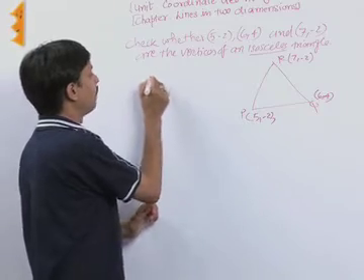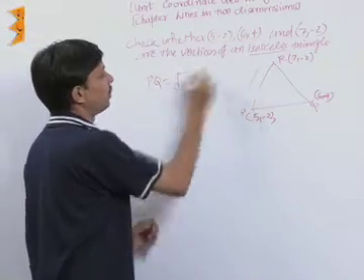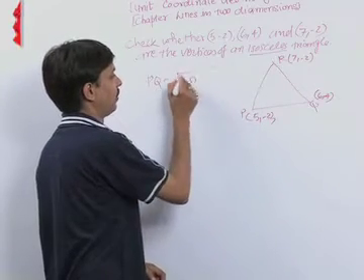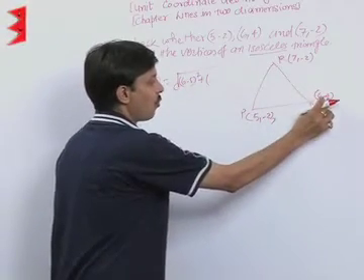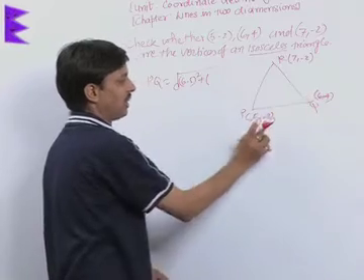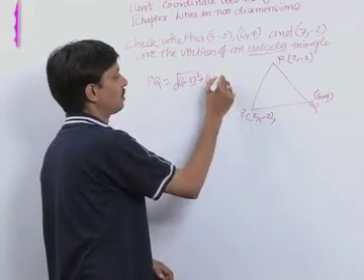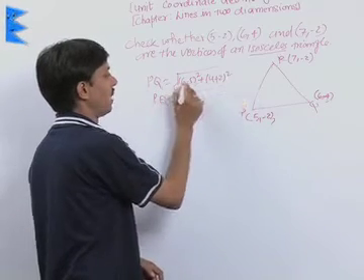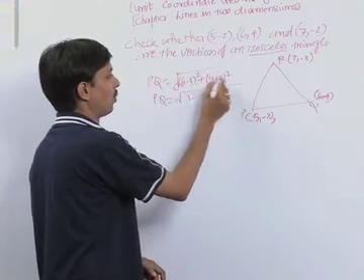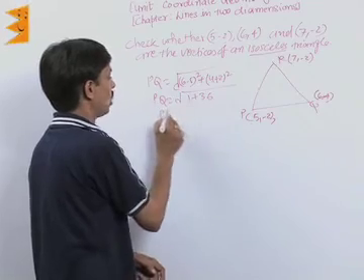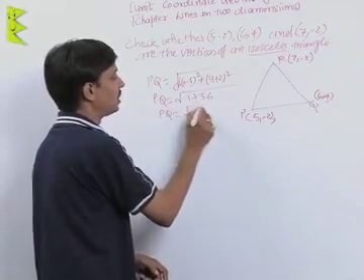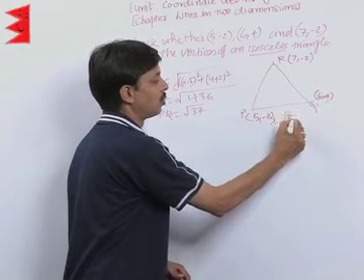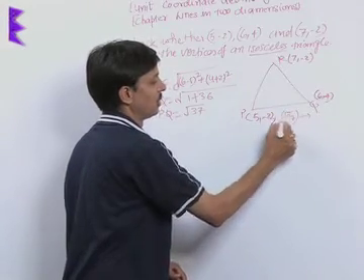So if we calculate PQ, the length PQ is root of (x2 minus x1) whole square, that is 6 minus 5 whole square, plus (y2 minus y1), that is 4 plus 2 whole square. The length PQ is coming out to be root of (6 minus 5, 1) whole square is 1, plus 4 plus 2, 6, whole square is 36. So the length of PQ is root of 37 units.